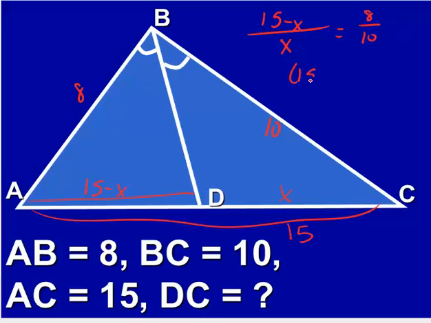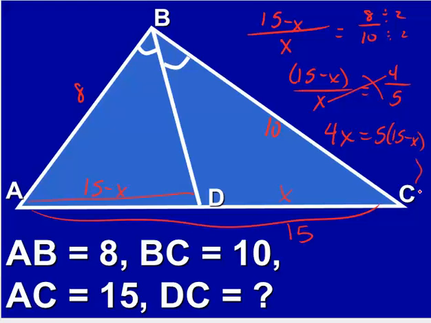I want to keep that 15 minus X in parentheses, and let's reduce that fraction on the right by dividing the top and bottom by 2. So we get 4/5. Cross multiplying, 4 times X is 4X. When we multiply the 5, we're going to distribute that through the 15 minus X. So we'll drop down, and we get that 4X equals 75 minus 5X. Adding the 5X. 9X equals 75, and we divide by 9.